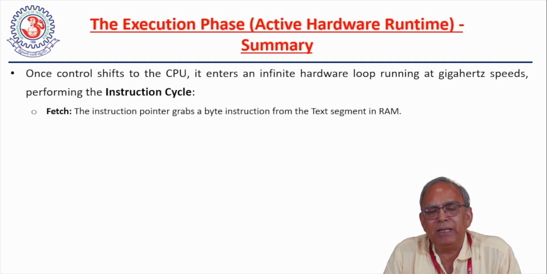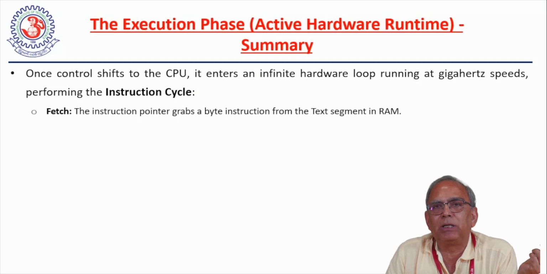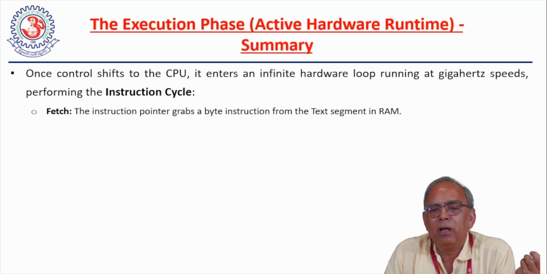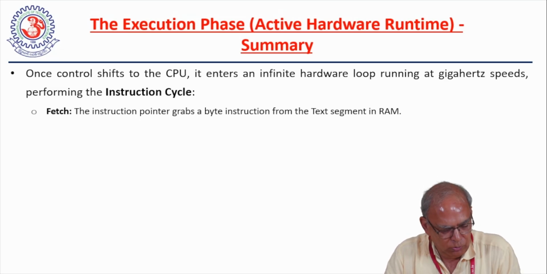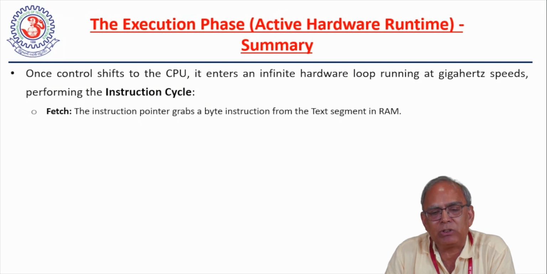So the first is fetch. What is fetch actually? Your actual instruction is stored somewhere in a memory location, which the loader has been assigned by the operating system. Now, this instruction needs to be passed on to the CPU. So, in the CPU, we have what we call the instruction registers. The first task the CPU does is it fetches the instruction. The instruction pointer grabs a byte instruction from the text segment in the RAM, and it loads it.